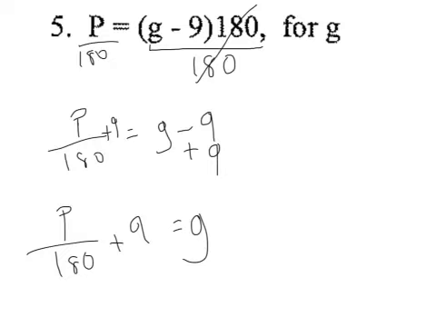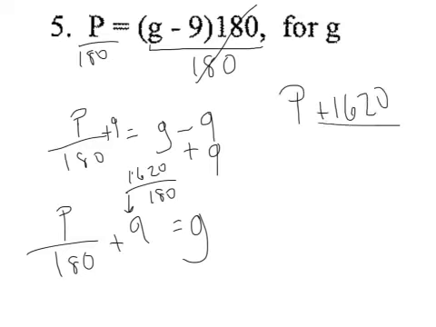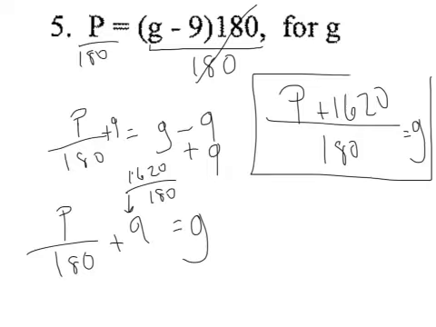And if you wanted to, you could simplify this. You could write the 9 as a fraction over 180 so that they would have a common denominator. So really this would be, if you multiplied it, 1,620 over 180. So your true simplified answer would be p plus 1,620 over 180 for g. Because when you add fractions, you want to make sure that you have a common denominator.